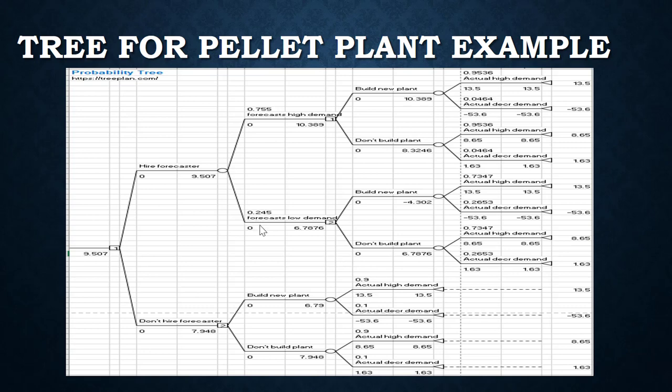If the forecaster forecasts low demand, we have our two options still, to build the plant or not, and we have all of our outcomes of high demand and low demand for each of those. We also, of course, have the option to not hire the forecaster at all and just build the plant or not build the plant. And then here are our outcomes. So let's build this up in Excel right now.